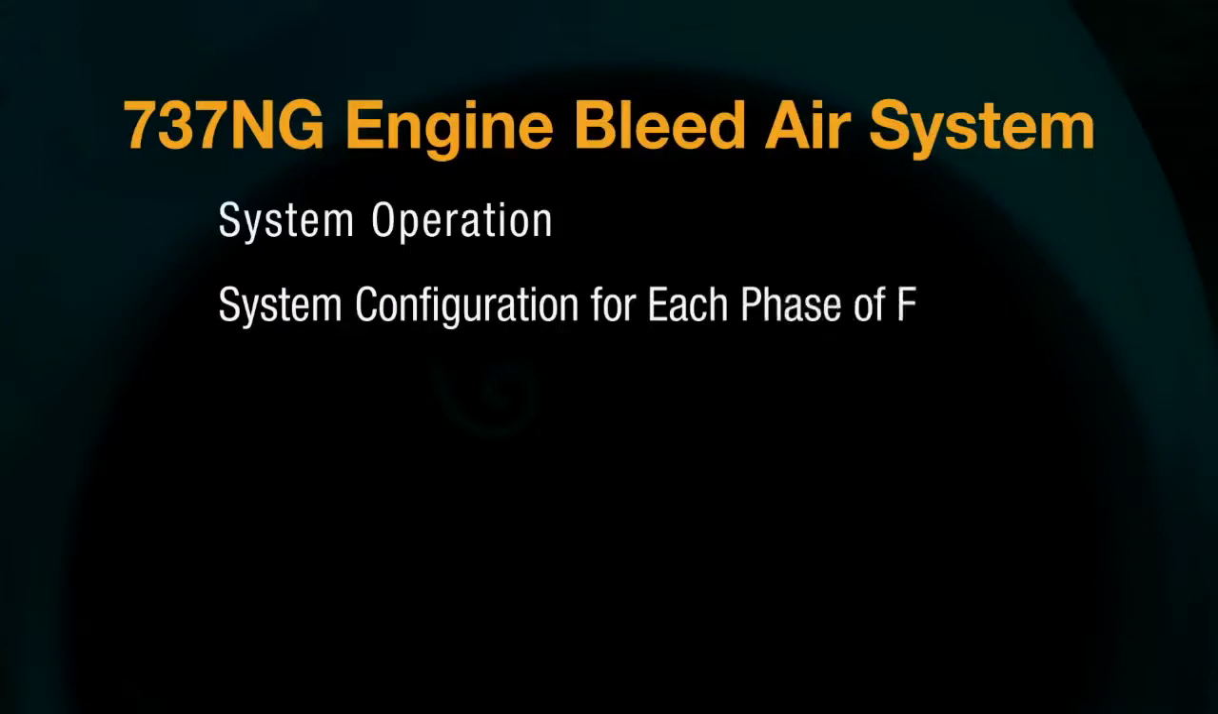This ends our program, 737 Next Generation Bleed Air System Overview and Troubleshooting. With the information presented in this video, you should have a basic understanding of how the 737NG bleed air system works. Since the log report will tell you when a problem occurred, knowing what the system should be doing during that particular phase of flight will help isolate the fault and give you a better idea of what tests need to be run.